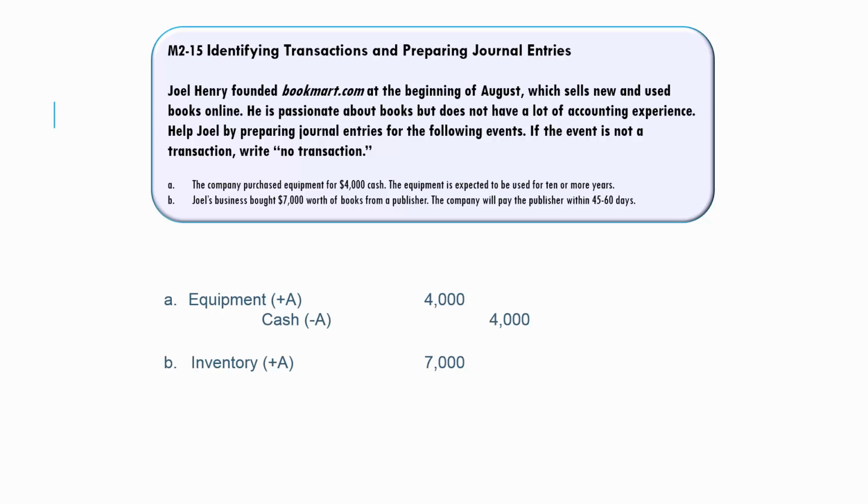This is going to be paid to the publisher within 45 to 60 days. So you pay it within 45 to 60 days. That's clearly within the year. That is an accounts payable, which is a current liability.